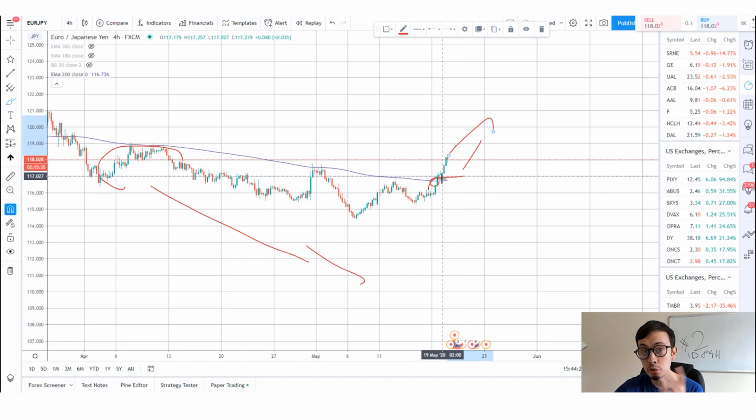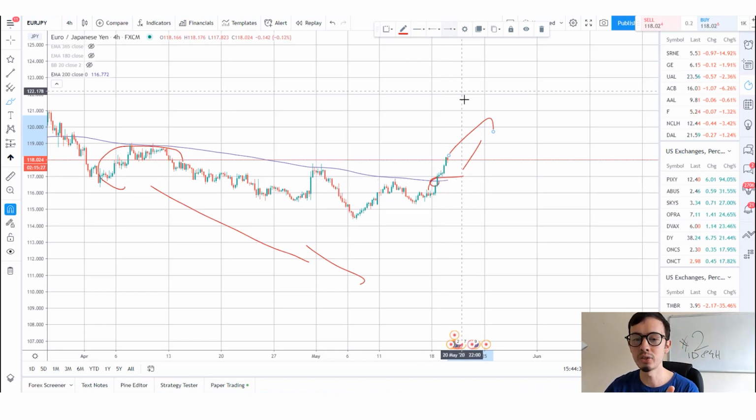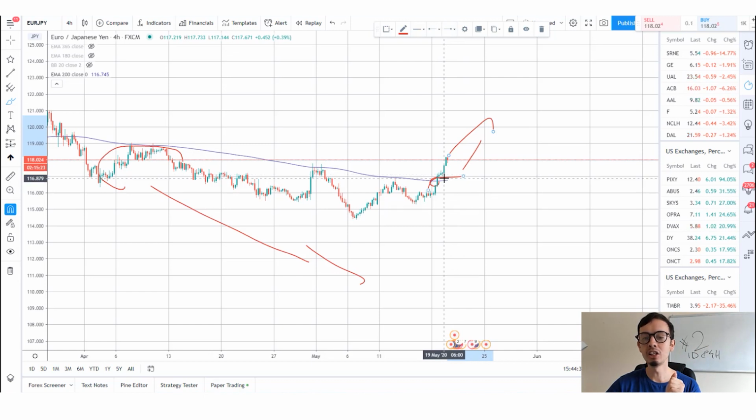So this point alone, we can consider as our support. It means that for all of the buy trades, our stop loss level always should be a little bit close and a little bit above our support, okay? Because this is our support.